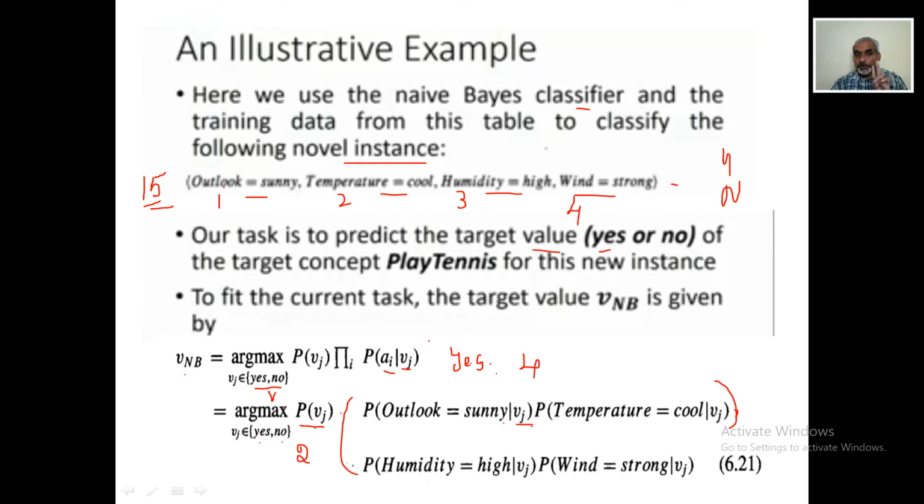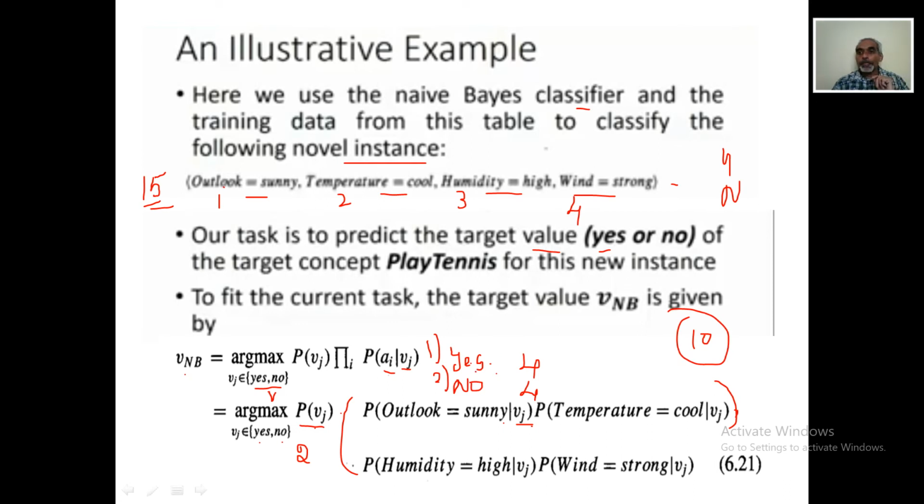Clear? This is first. Now second, you are going to take what will be the Vj value. First yes is over, next is no. So for no, now you are going to find probability of outlook equal to sunny given no, temperature equal to cool given no, humidity equal to high given no, wind equal to strong given no. That means again 4. So here what happened? 4, 4, 8 plus 2, totally 10 probabilities you are going to calculate.